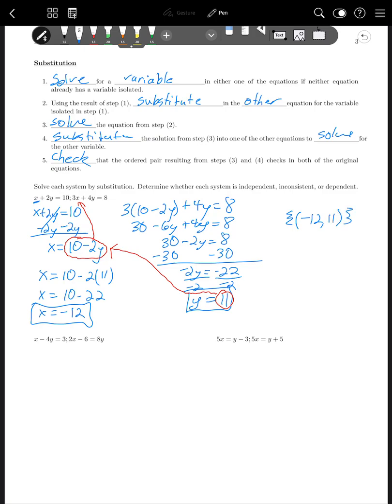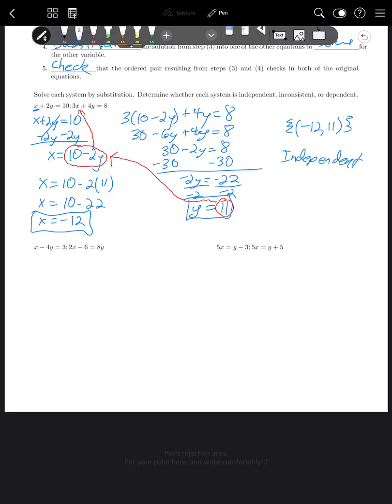Okay, and so that's all there really is to substitution. And if you have an independent system like this, where you get a solution, this is what will happen. You'll solve and you'll get numerical values. However, there are other things that can happen. So let's practice doing substitution while looking at these other options.